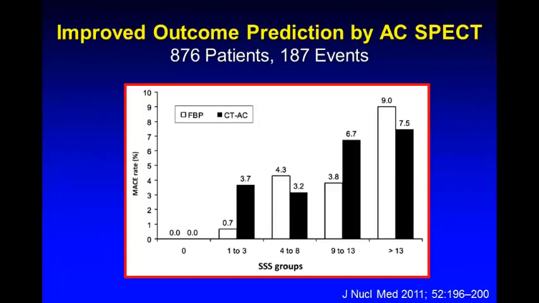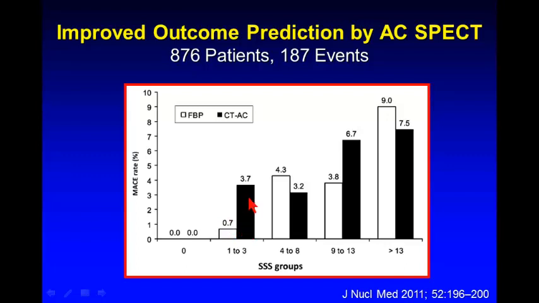And this is data from Dr. Kaufman's lab, where he shows that you can even improve outcome prediction with attenuation correction SPECT. They looked at 876 patients. And I want to draw your attention to this group here, the 1 to 3 SSS, because it looks like in this group, in the filtered back projection, the event rate was 0.7, but a lot of these were not truly ischemic. So the event rate here is not going to be too high.